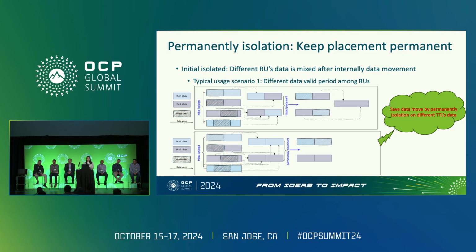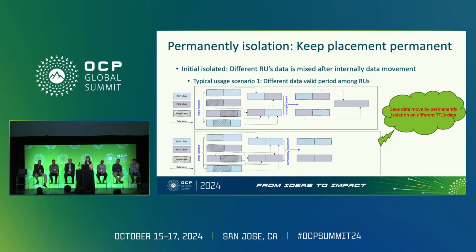When the SSD controller needs to move data during operations like garbage collection, for initial isolation, the controller is allowed to move data from different groups and mix them together. But for persistent isolation, all the data from the different groups will stay isolated after data movement. That is to say, for initial isolation, different RUs' data is mixed after internal data movement, but not for persistent isolation. Here we'd like to show some typical scenarios in detail.